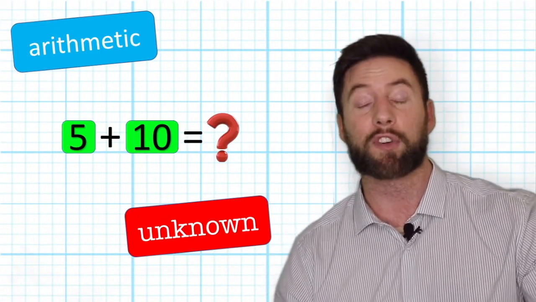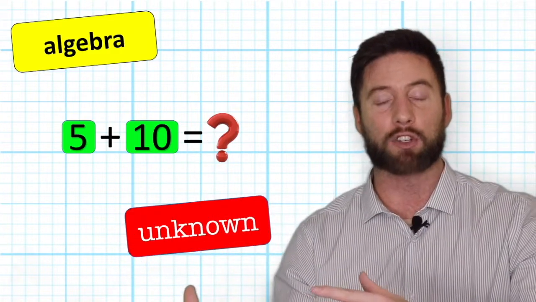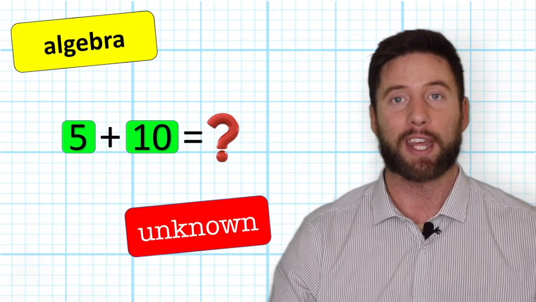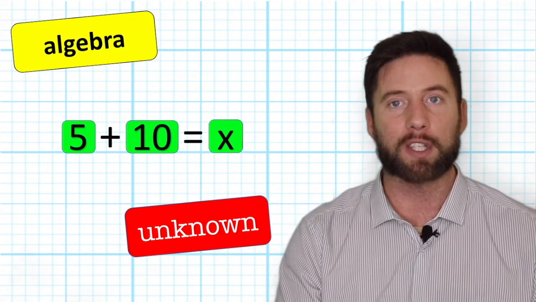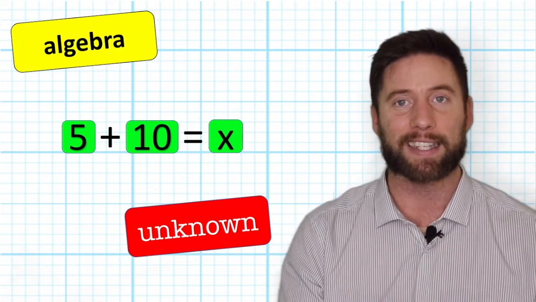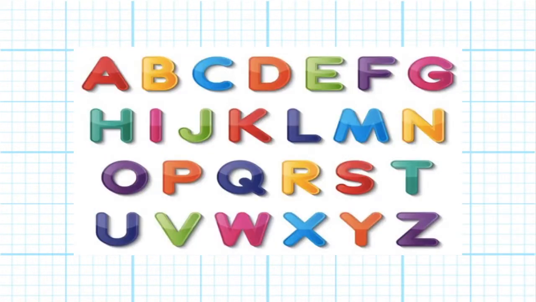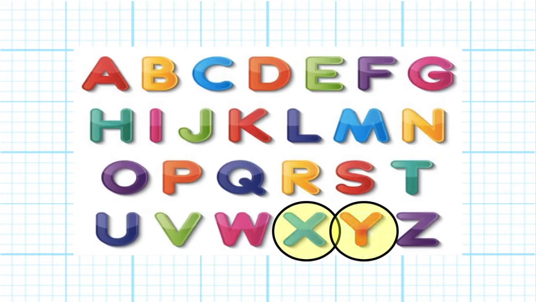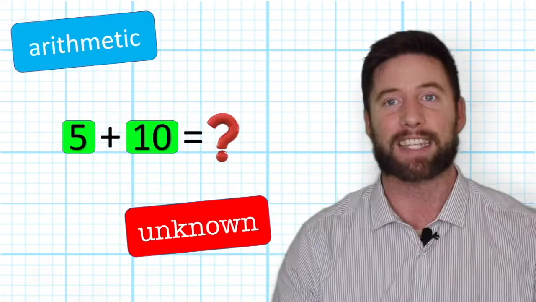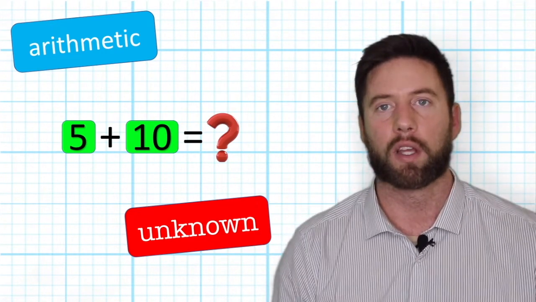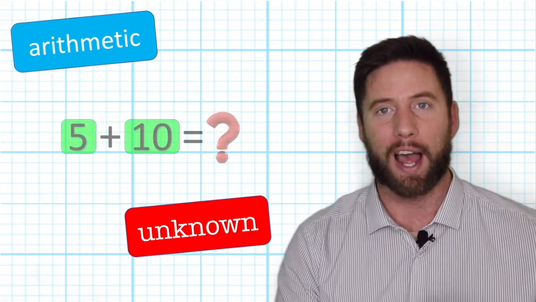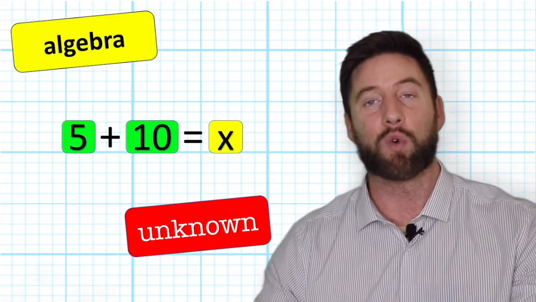A very important difference straight away between arithmetic and algebra is when we have an unknown in algebra, we use a symbol, okay? Now a very common symbol to be used would be X. But you can pretty much use any letter of the alphabet. X, Y, A and B tend to be the 4 main ones used, but you can use any letter. So in arithmetic, we would leave it as this: 5 plus 10 equals unknown. In algebra, we would have 5 add 10 equals X.